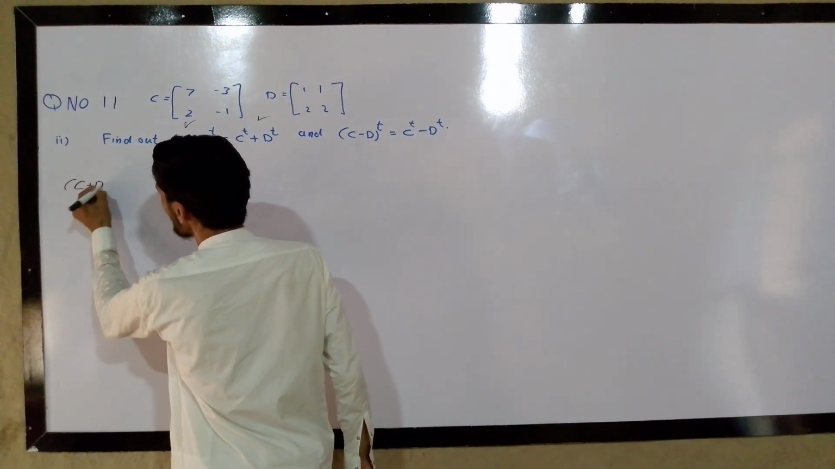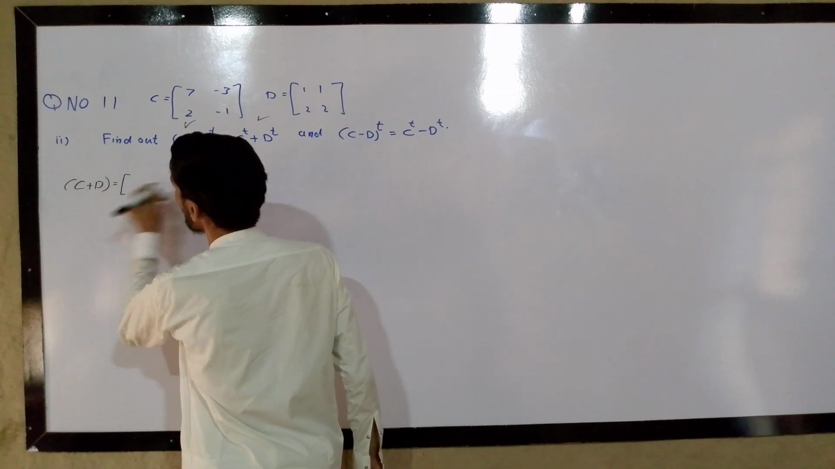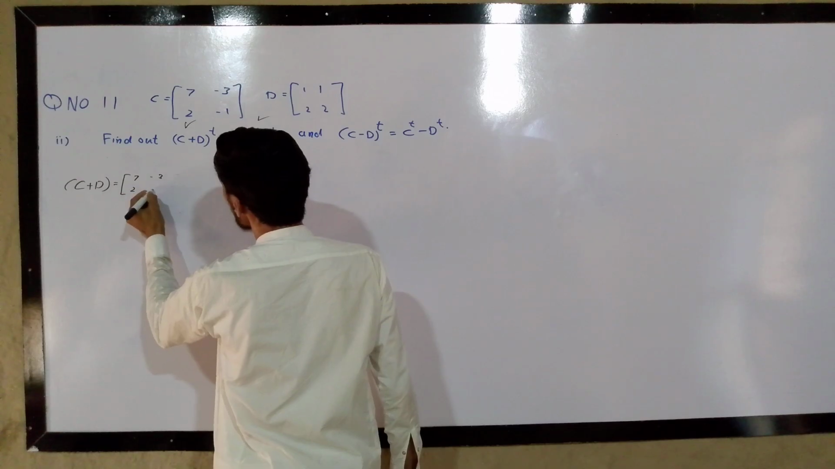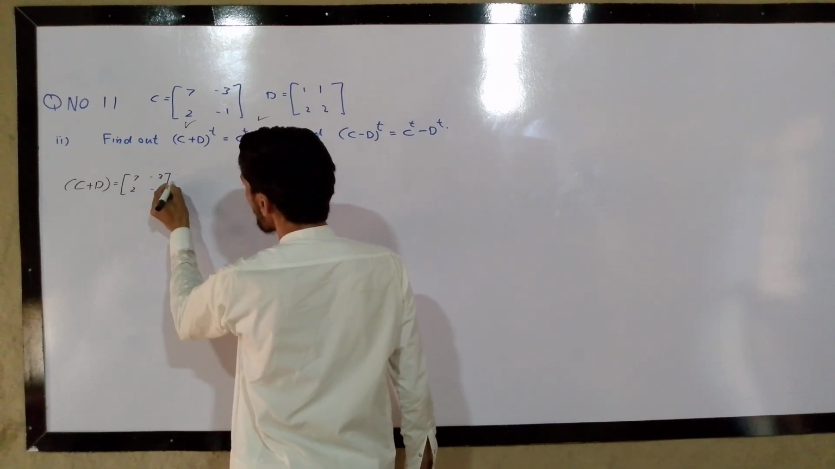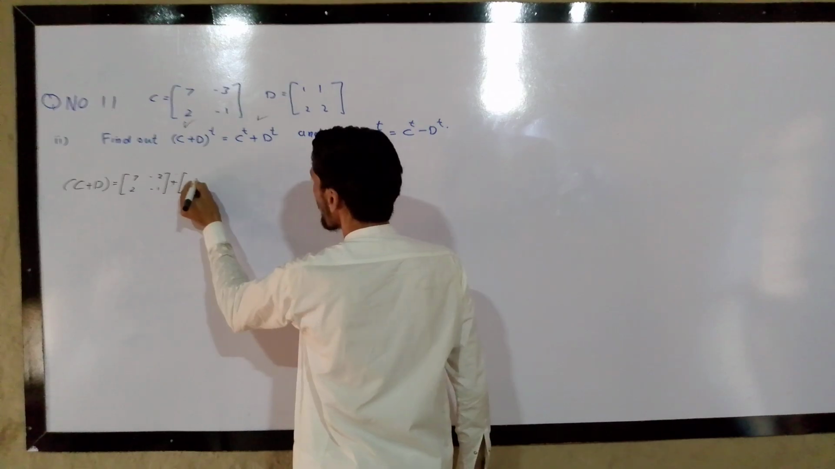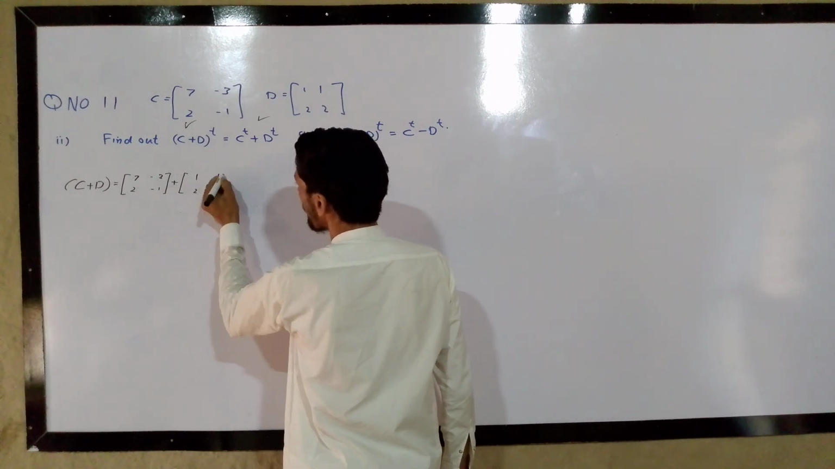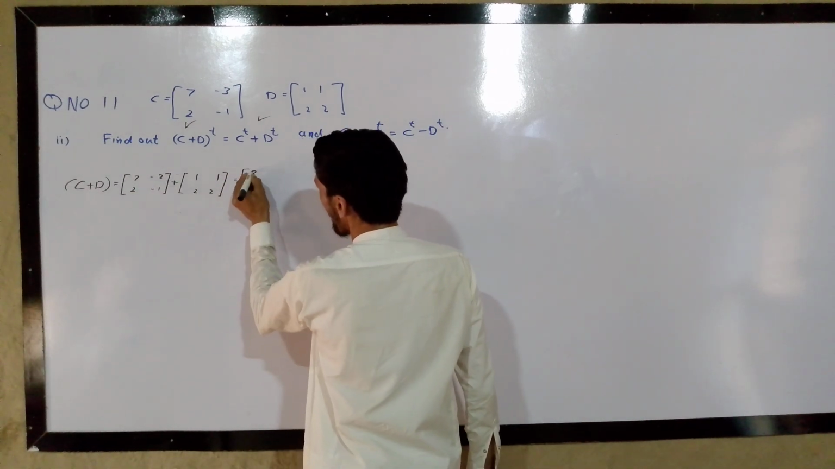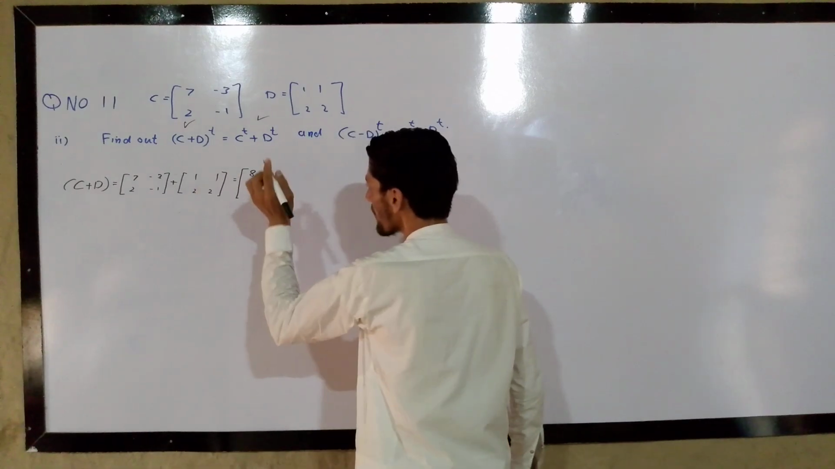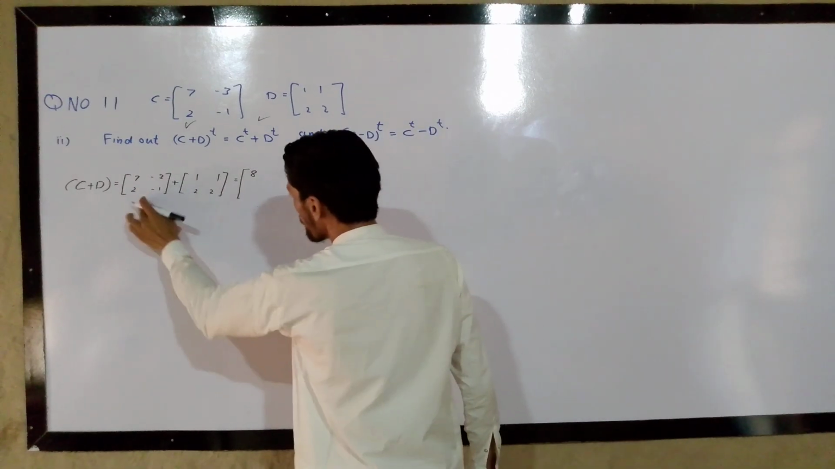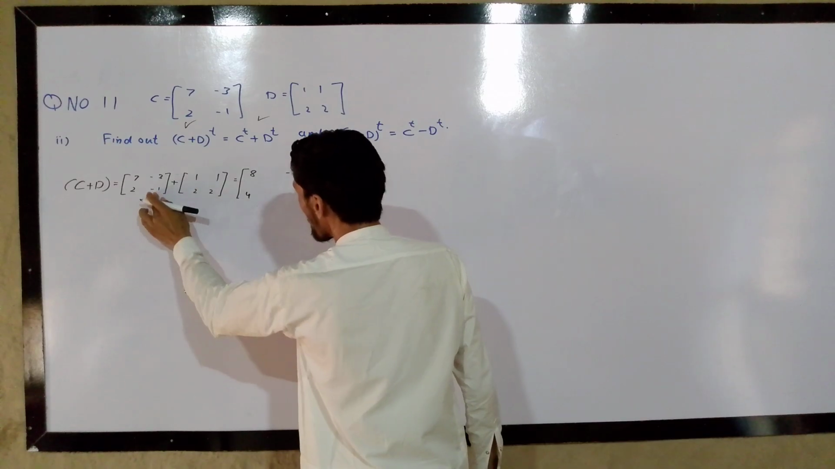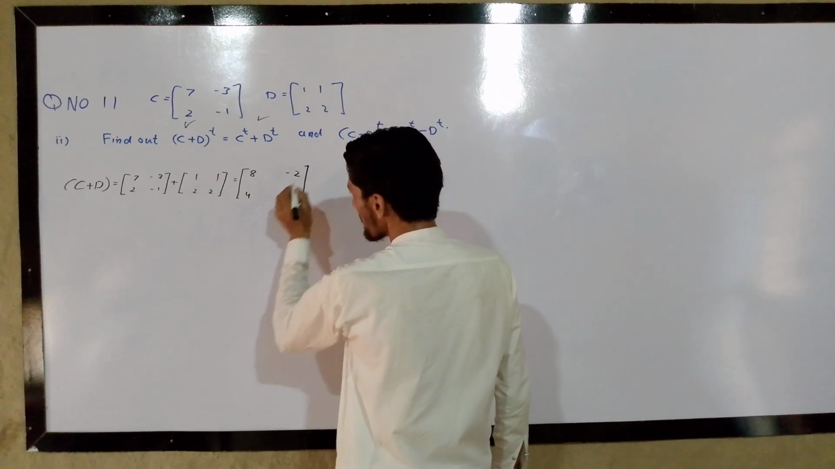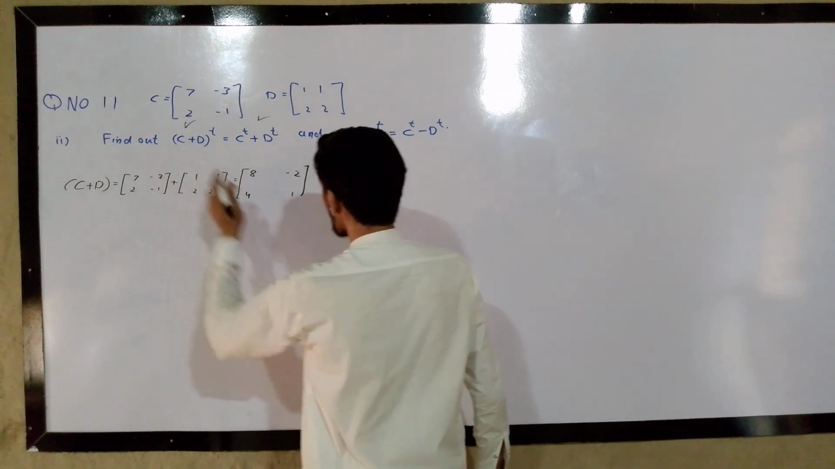Now C plus D will be equal to, write the elements of C, 7, minus 3, 2, minus 1, and plus the elements of D, 1, 1, 2, 2. Okay, 7 plus 1 will be equal to 8, minus 3 plus 1 will be equal to minus 2. 2 plus 2 will be equal to 4. Minus 1 plus 2 will be equal to 1. This is C plus D.